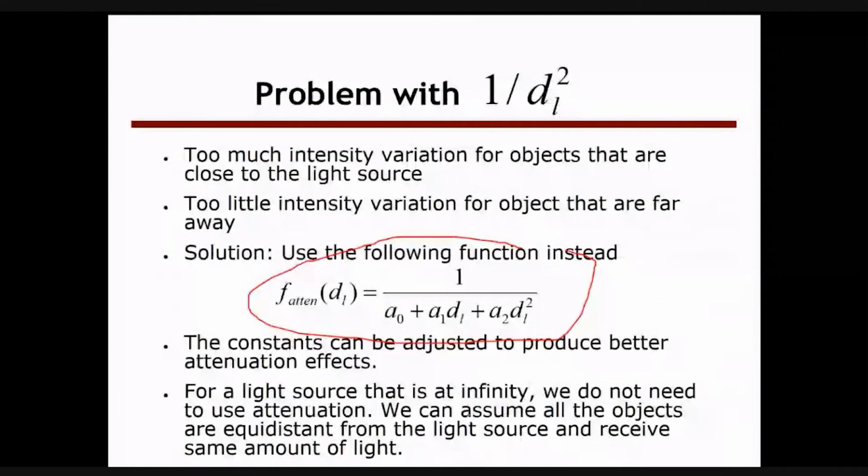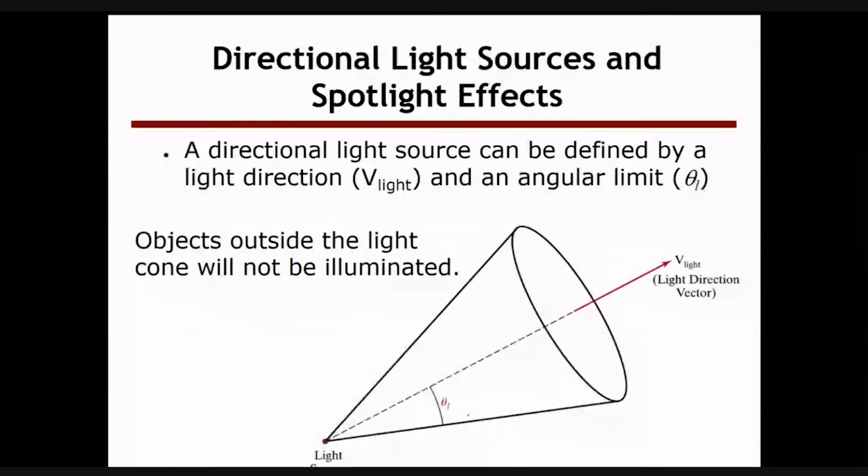And then directional light source and spotlight effect. So over here a directional light source can be defined by a light direction v light. This is the light direction, and then the angular limit, that is given over here.